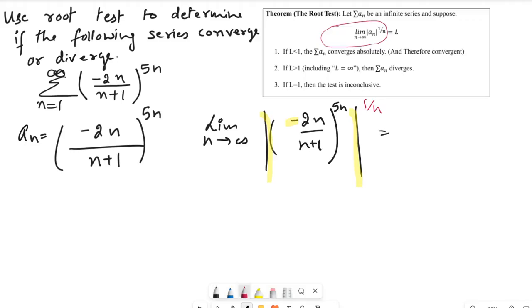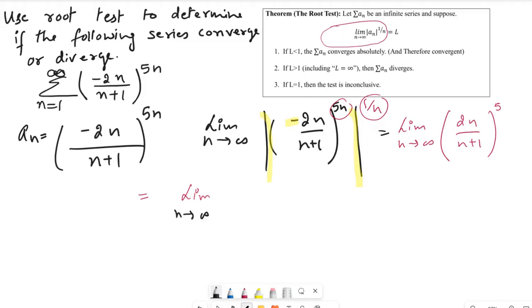And what happens to the power? Powers of powers multiply. So what do we have? 2n by n plus 1, to the power 5n times 1 by n, is 5 basically. So the limit as n approaches infinity, to the power 5, and the remaining thing I'm going to just write like this.